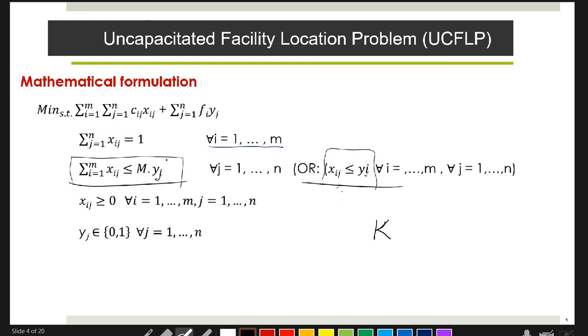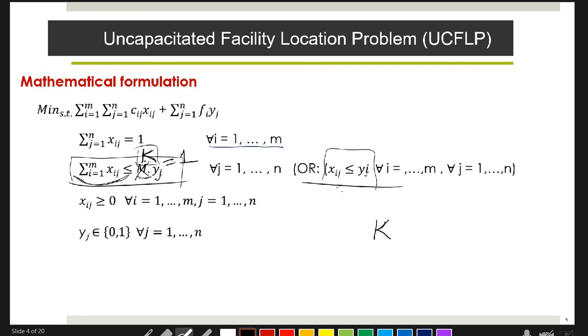So remember, when yj is 1, it means that we establish a facility in location j. And then what does it say? All demand or all items sent from this facility to all customers should be less than or equal to m. Okay, then what should I write? Just replace this m with k, because you cannot send infinitely many items.